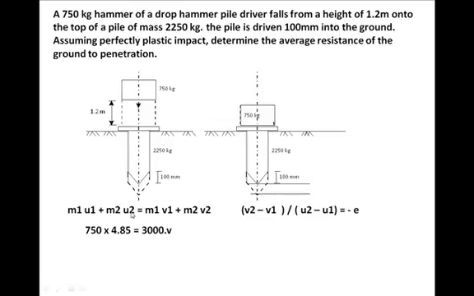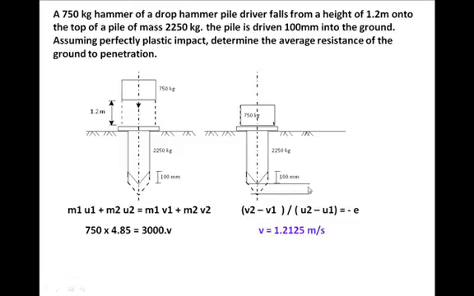Now U2 is 0, so the M2 U2 term won't be there, and on the right side it will be M1 V1 plus M2 V2. But like before, the impact is plastic, e is 0, so V2 is V1, we call it V, and therefore we write total mass 2250 plus 750, that is 3000 into V, and we work out V, which comes to 1.2125 meter per second.